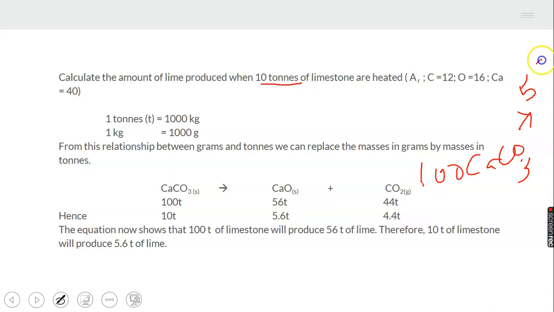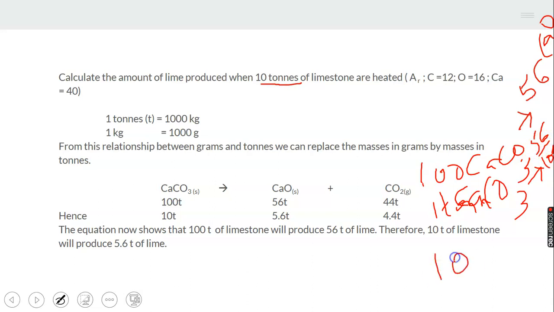56 of CaO. That means 1 ton of CaCO3 will give you what? 56 divided by 100. Then if you are now talking of 10 tons, 10 tons will give you what? It is equivalent to 56 divided by 100 times 10.